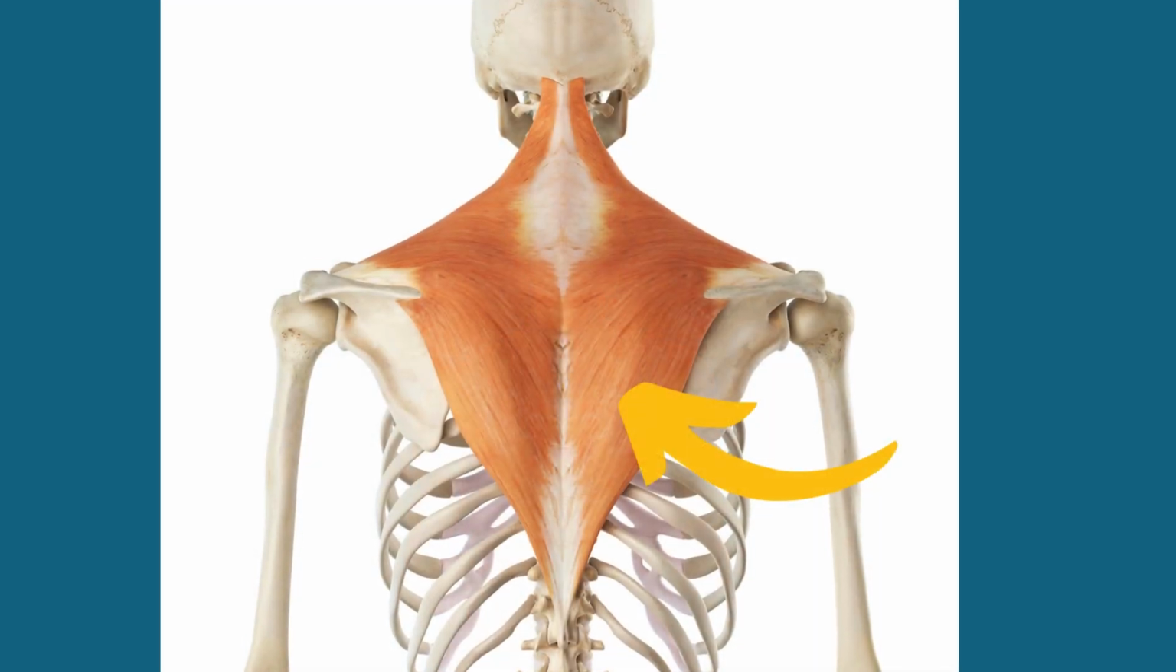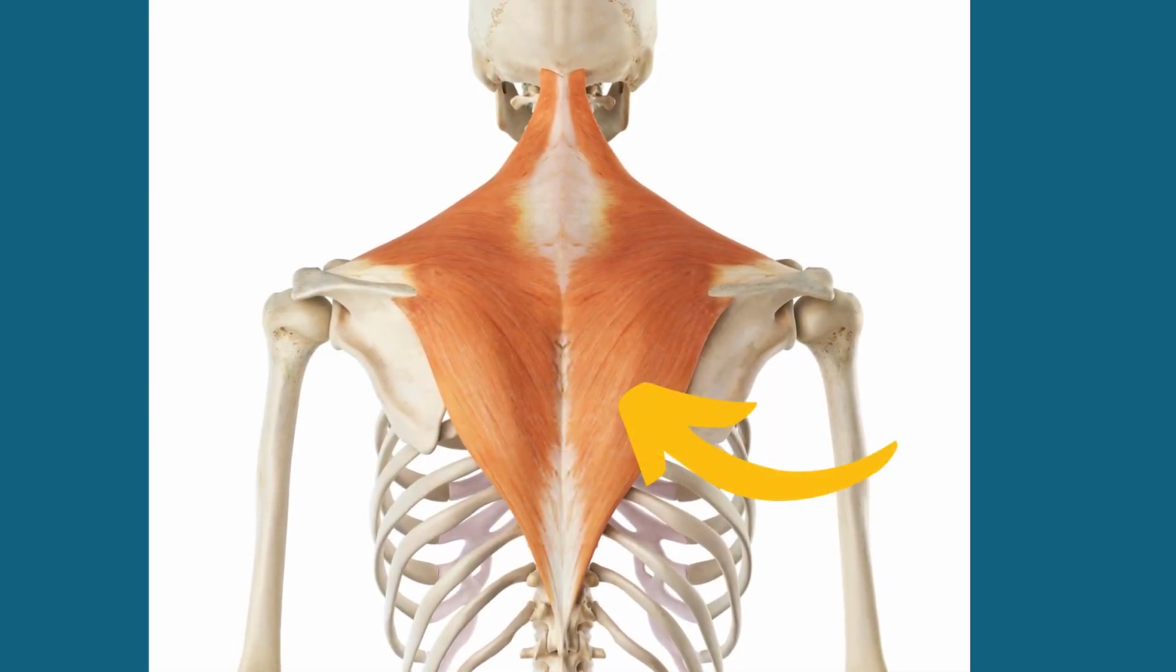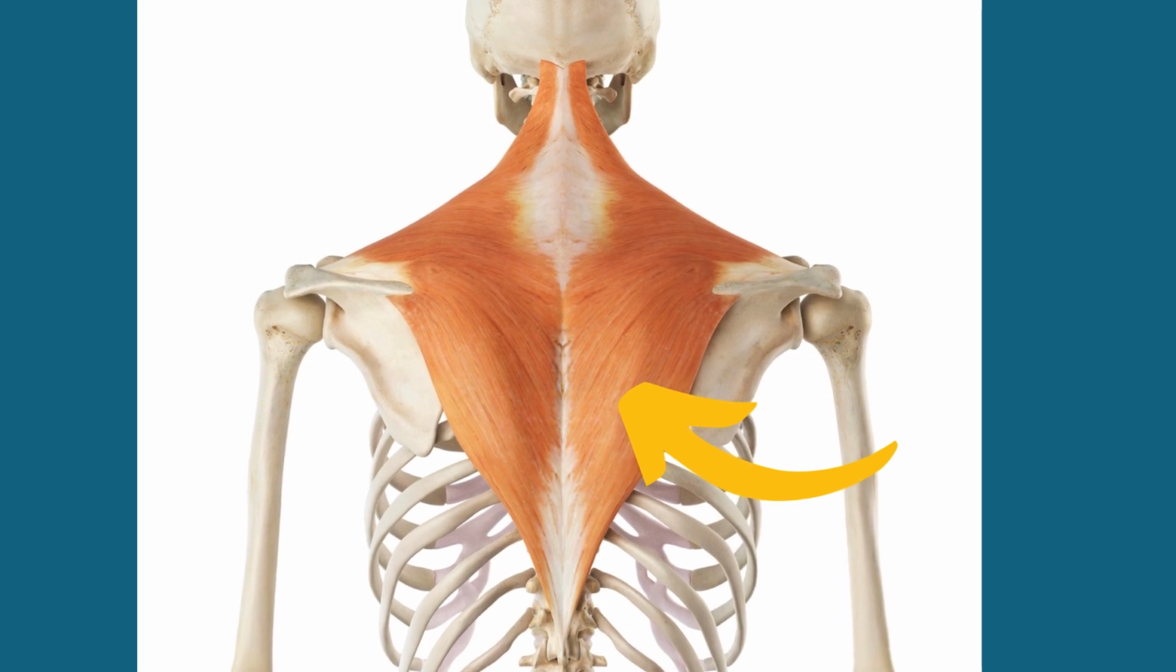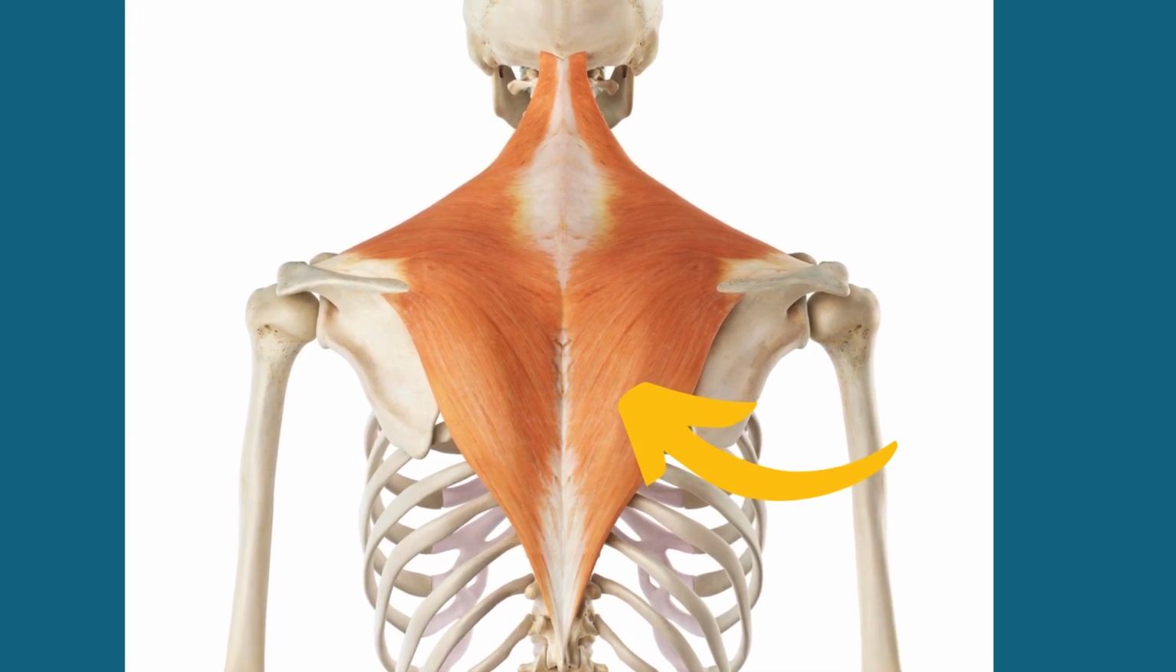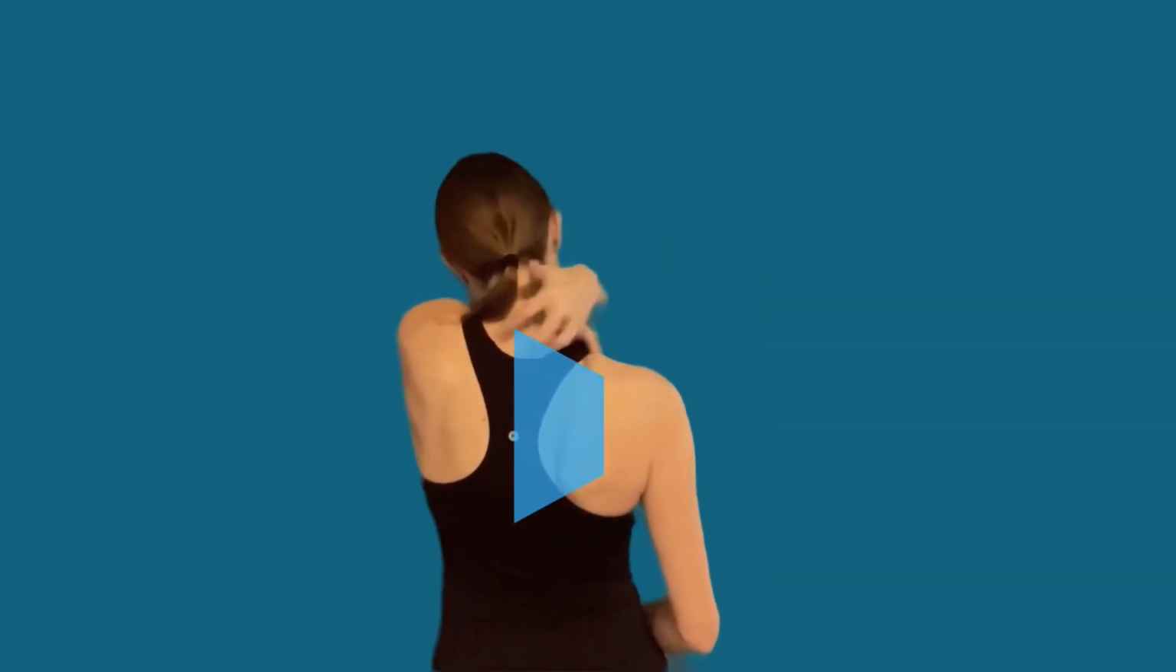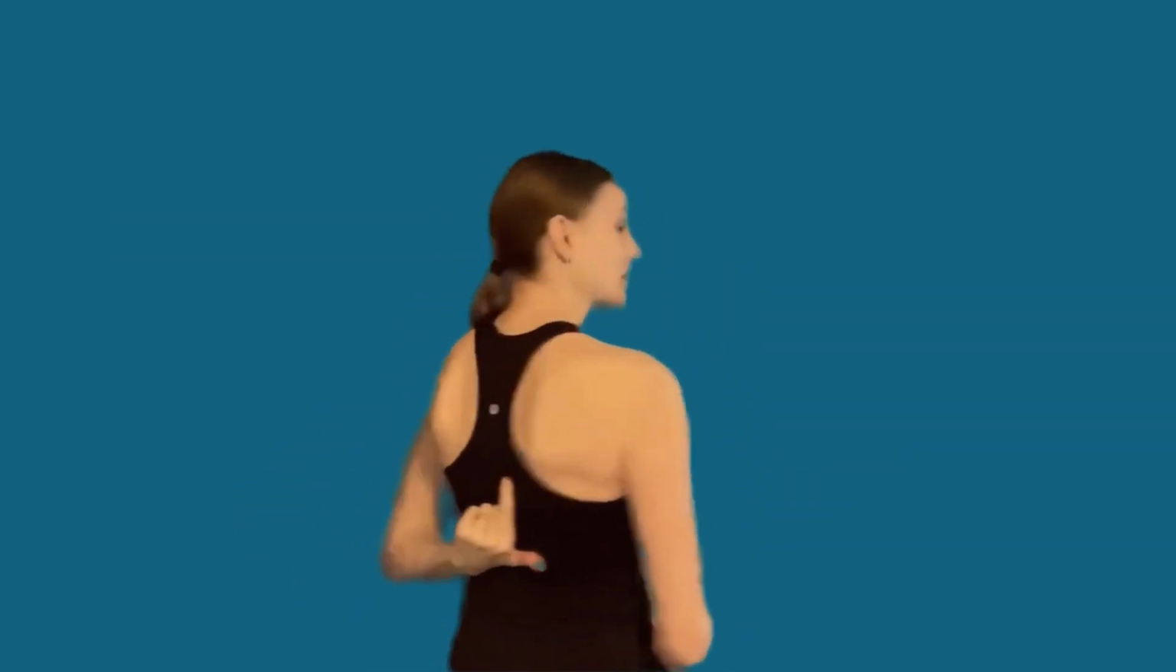This is a large triangular shaped muscle that connects the back of your shoulder blade to the upper and middle part of your back. So the traps start here and connect here and then down here. Their responsibility is to help raise and lower the shoulder.